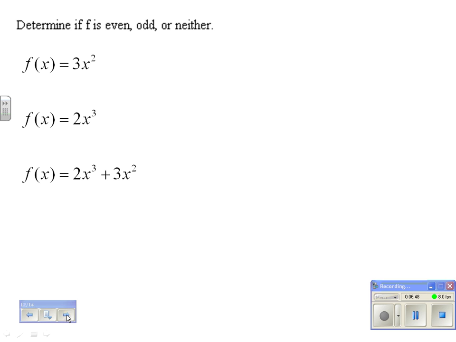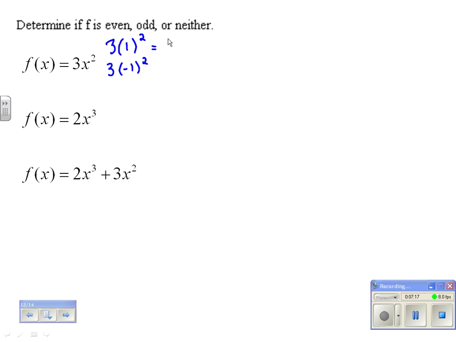So up here at the top we have f of x equals 3x squared. What I'm saying on the previous slide is I'm going to put in a positive number like 1 and see what I get. And then I'm going to put in a negative number like -1 and see what I get. If those give me the exact same number, it's even. If they give me the same number but opposite signs, that's odd. If they're two completely different numbers, then that's neither.